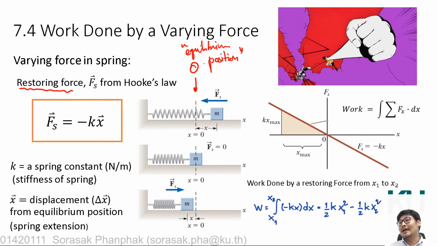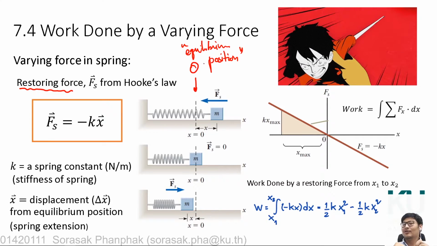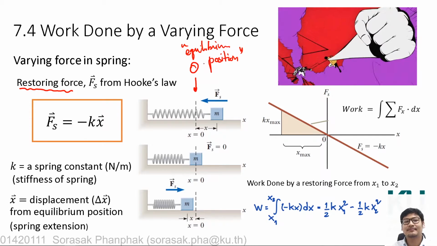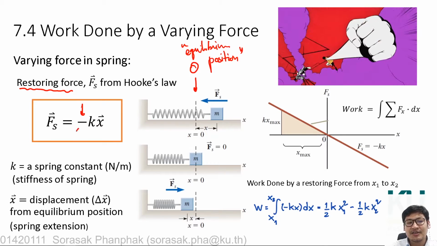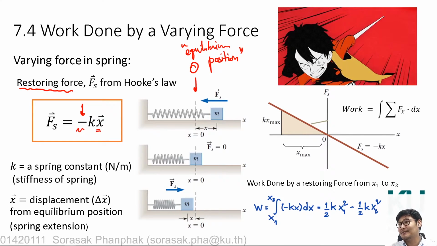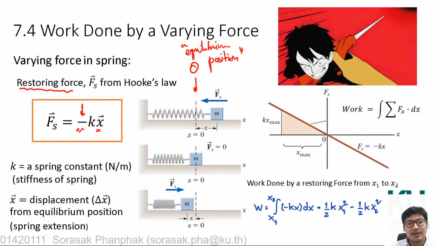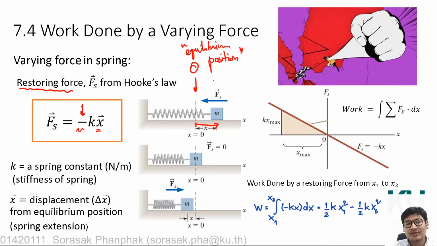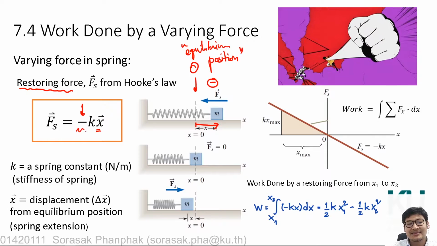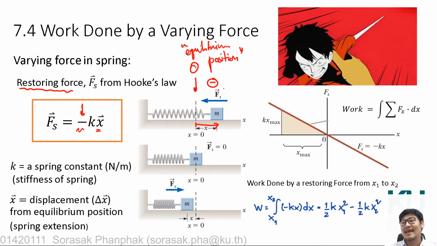Since this position is where all the energy is restored, if you pull it, you increase the force that tries to pull it back. So the direction of the restoring force is opposite to the displacement or the extension that you try to pull it away. That means if you pull it in this direction, the force is going backward. You have the minus sign in front of it, and this restoring force equals minus kx.